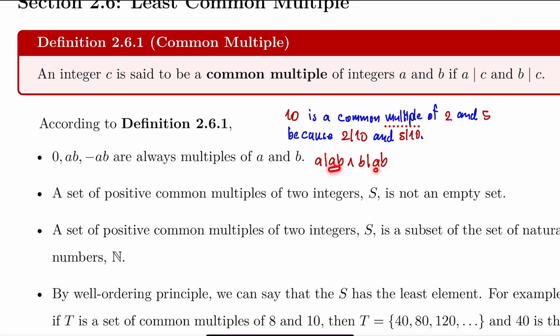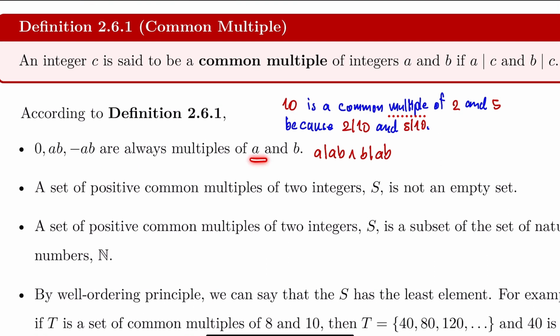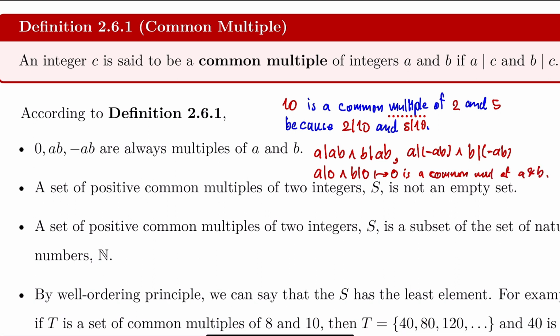So a times b is a common multiple of a and b, and a divides minus a times b and b divides minus a times b. This means that minus ab is a common multiple of a and b, and 0 is also a common multiple of a and b because any integer divides 0.